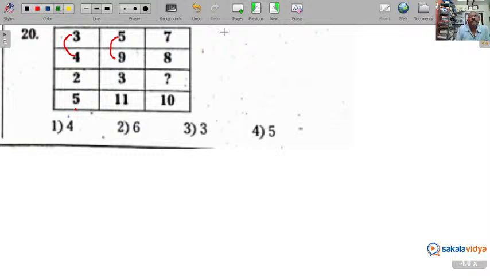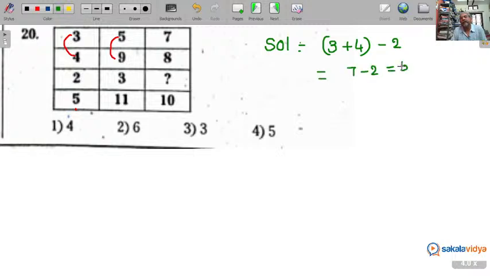Right. So here the pattern we have is 3 plus 4 and minus 2. So that equals 7 minus 2, 5. Satisfies this one, 5. So next, this is 5 plus 9 minus 3. Let us see what we get. 14 minus 3, that will be 11.